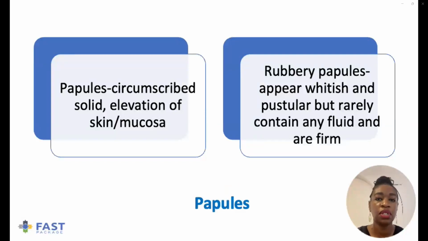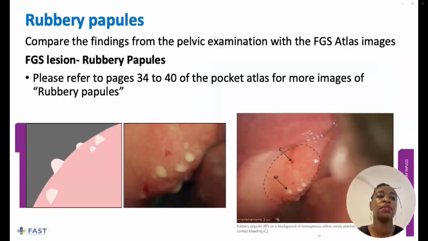So the third thing we've talked about is the papules. They are well circumscribed, solid elevations of the skin or mucosa, and they tend to appear whitish and pustular, but rarely contain any fluid, and they're usually firm in appearance. So how do they look?